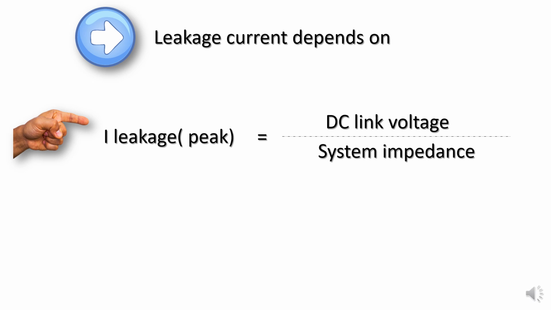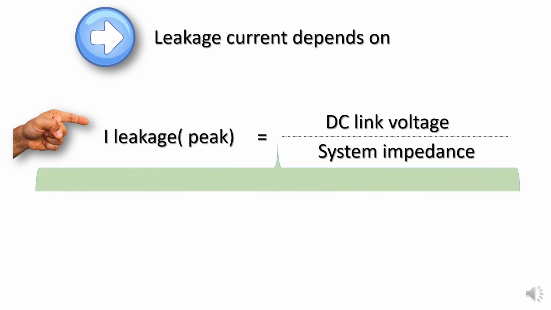In this particular case, the system impedance is nothing but the number of run cable between the VSD to motor, the capacitance, the motor capacitance, the grounding inductance, everything. It is nothing but a system impedance.